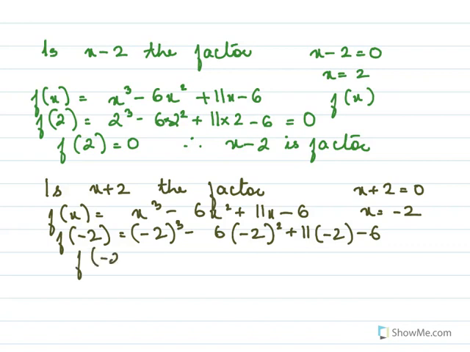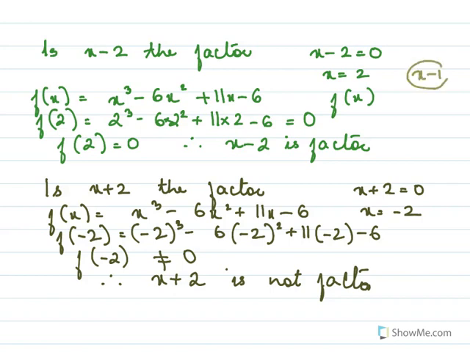This f of minus 2 will not be equal to 0. Therefore, you will say x plus 2 is not a factor. Now, till now, we got two factors. The first factor we found was x minus 1, then we found x minus 2. x plus 2 was not a factor.